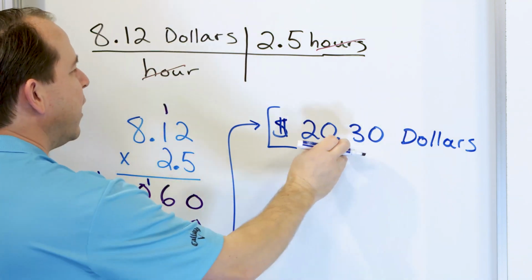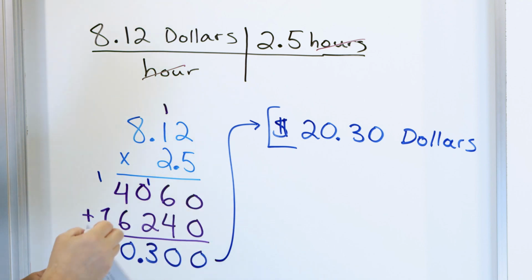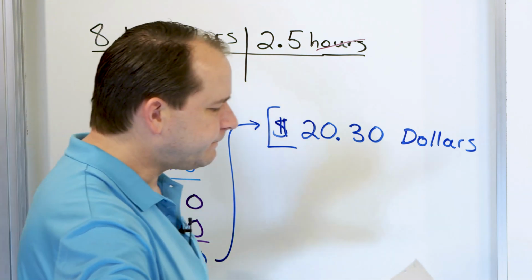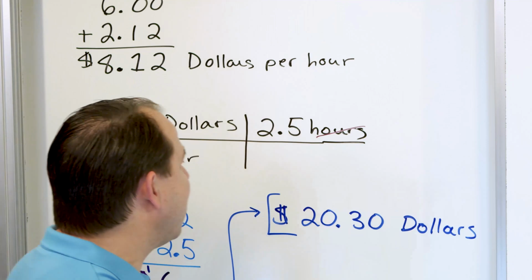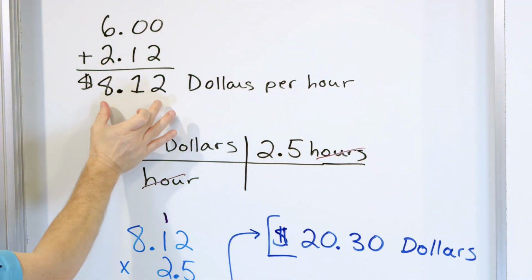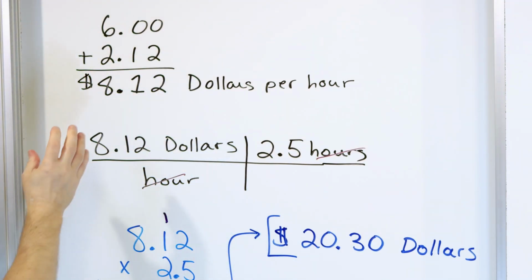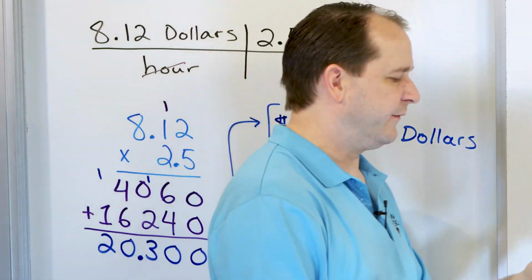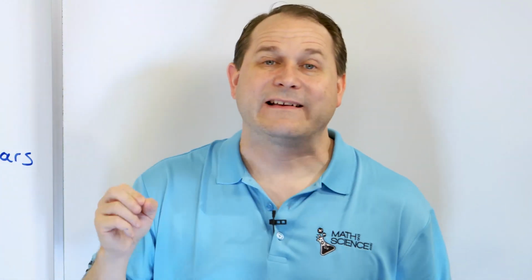$20.30, or you can say $20.30, however you want to say it. All right, and the 2 steps in this problem, the first step was to add the decimals to figure out how much he's making per hour, and then finally to multiply to get the answer in dollars. Now, we need to read the next problem carefully.